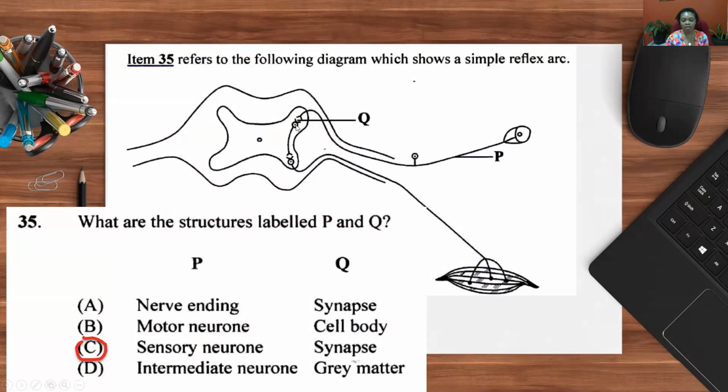This one in the middle is the relay or connector neuron, and it's located exclusively in the brain or spinal cord. This area is the gray matter.